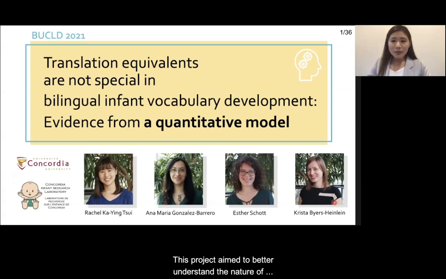This project aimed to better understand the nature of translation equivalent learning in bilingual infant vocabulary development. To look at this, we came up with a quantitative model.